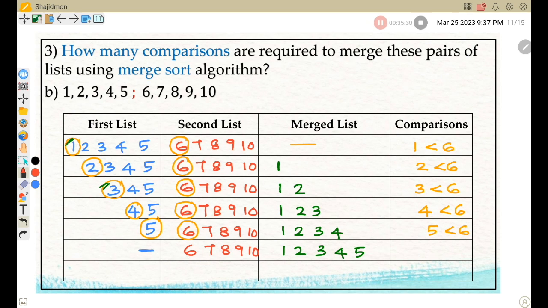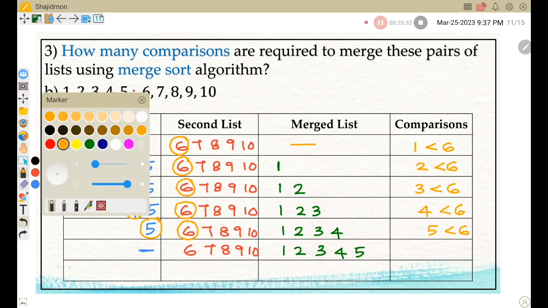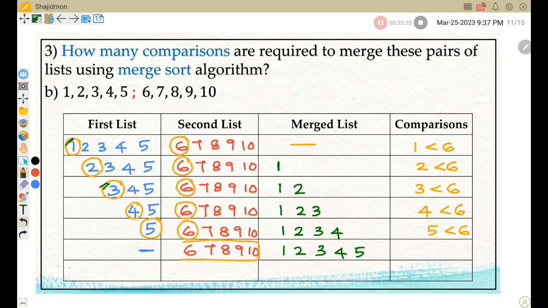6, 7, 8, 9, 10 is already a sorted list, correct? Because we started with sorted lists only. 6, 7, 8, 9, 10. So just merge this together with the sorted list. We can write 1, 2, 3, 4, 5 already there. Now 6, 7, 8, 9, 10. You can write together 6, 7, 8, 9 and 10. So we get the sorted list by using the merge sort algorithm. See, this is the sorted list: 1, 2, 3, 4, 5, 6, 7, 8, 9, 10.